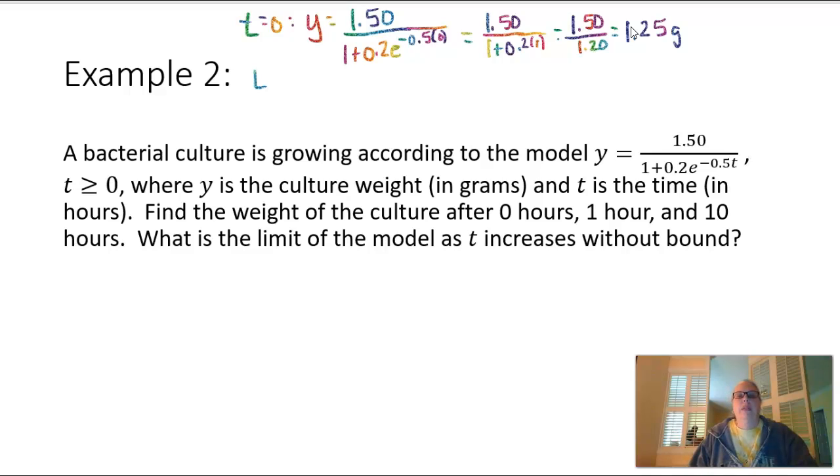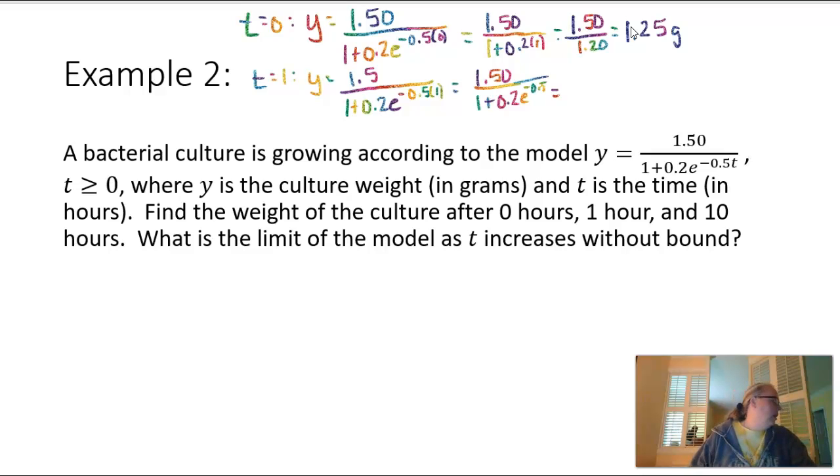Alright, let's do this again when t is equal to 1. That means we have y equal to 1.5 divided by 1 plus 0.2 times e to the negative 0.5 times 1 power. That means we've got 1.5 over 1 plus 0.2 e to the negative 0.5 power. And if we put that in the calculator, it looks like it's going to give me 1.338 grams.